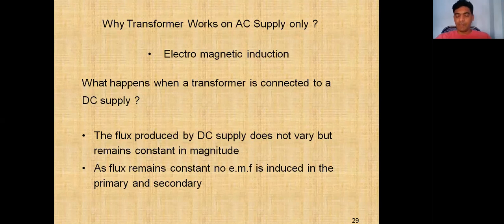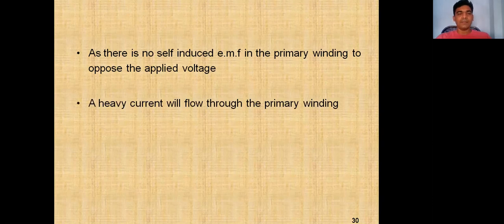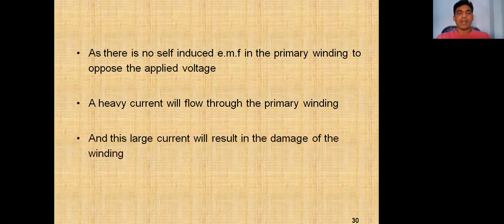So no EMF is induced in the primary and secondary. As there is no self-induced EMF in the primary winding to oppose the applied voltage, a heavy current will flow through the primary winding, and this large current will result in damage to the winding.